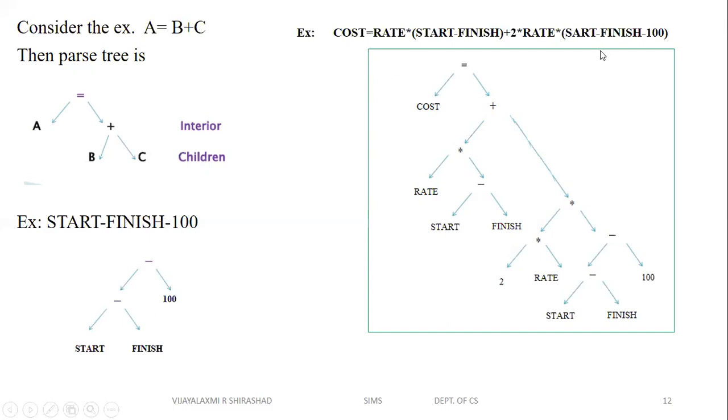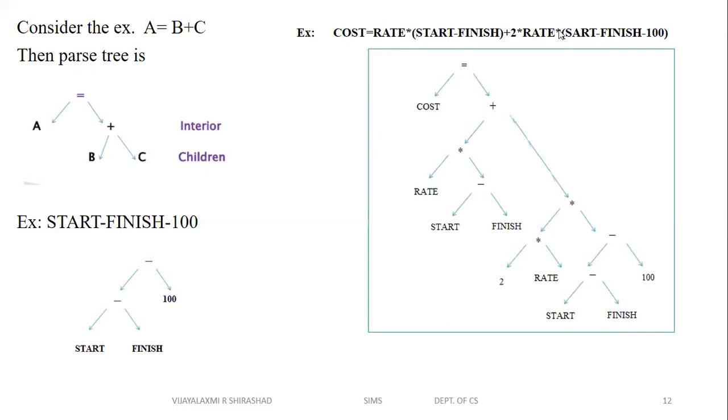In the same manner, I gave one example, cost, the same statement which you used: cost equal to rate into start minus finish plus 2 into rate into start minus finish minus 100. So I need to start from left to right. I will consider this my left side, this my right side. From here, this is the first appearance of the parenthesis. I need to solve this one: start minus finish minus 100.